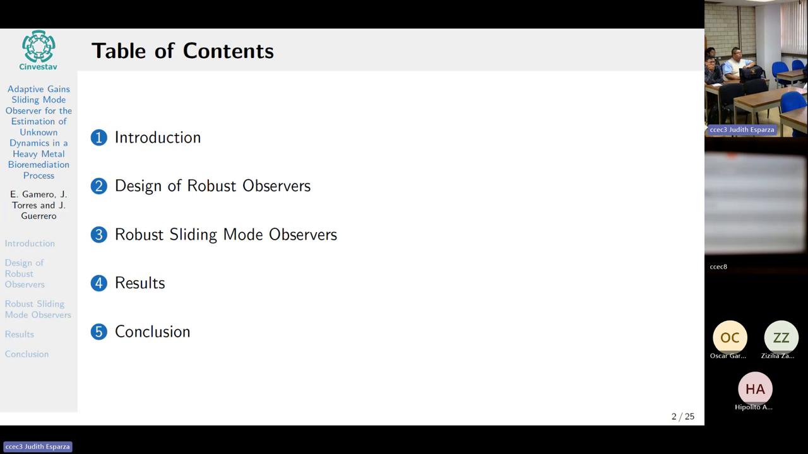In these slides, I'm going to give a very brief introduction about this topic. Later, I'm going to talk about the design of this type of robust observers that we are going to apply to this type of process. Specifically, we are going to apply some sliding mode observers to this problem, and we are going to present some results of these observers and the conclusions. So let's start with the introduction.